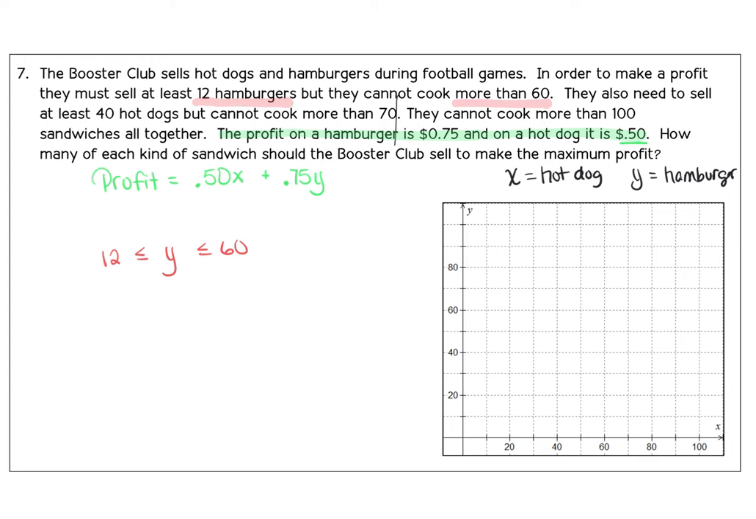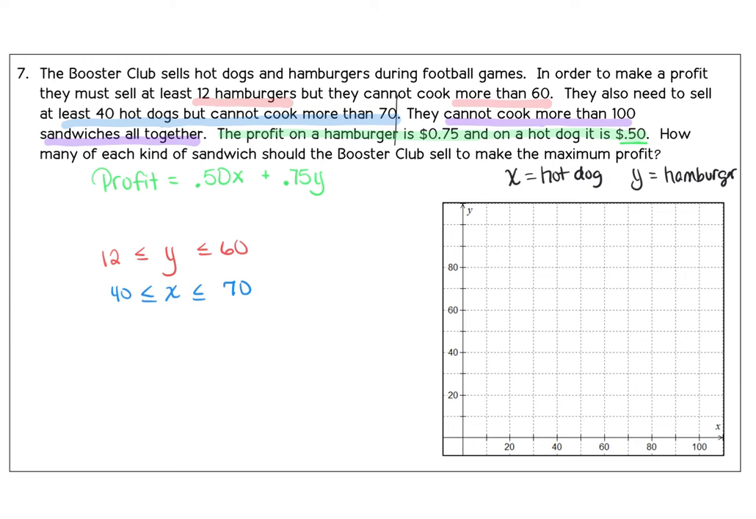So if you look, they need to sell at least 40 hot dogs, but cannot cook more than 70. That's my next constraint. So now I'm going to have that my hot dogs is between 40 and 70. And then I have one more constraint. They cannot cook more than 100 sandwiches all together.